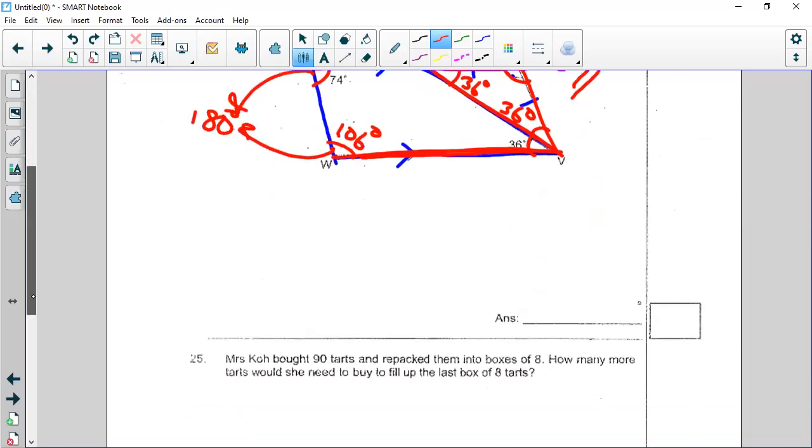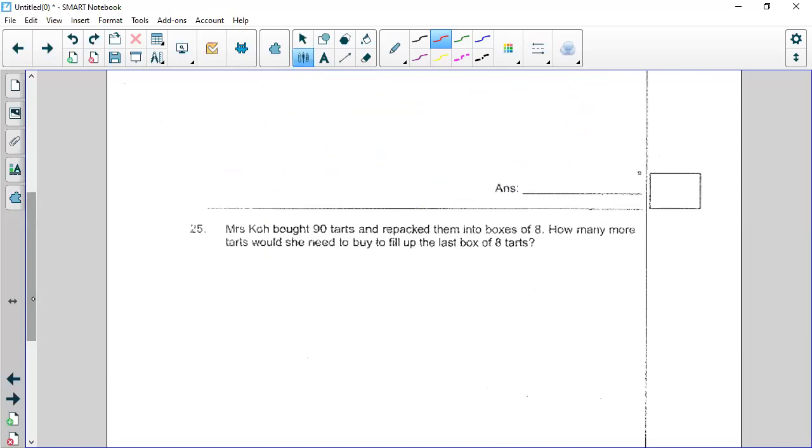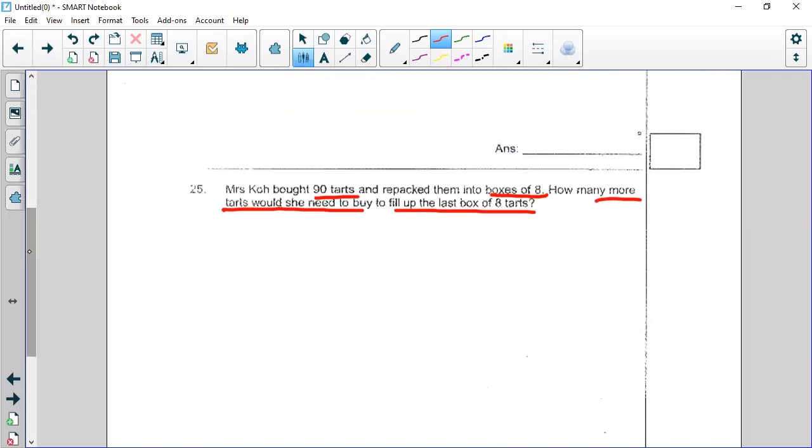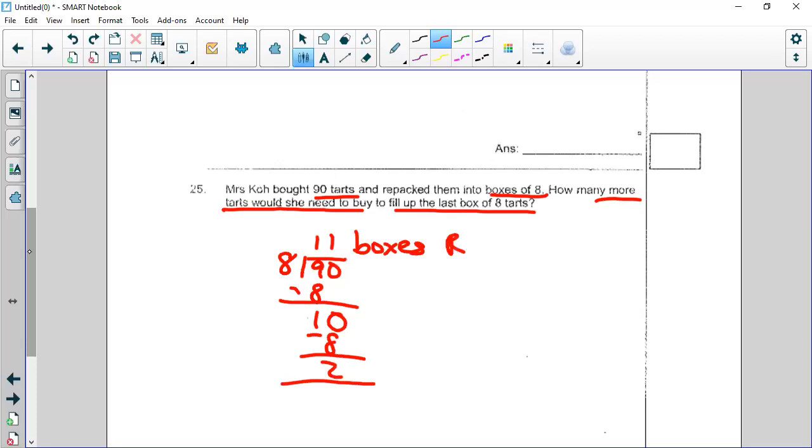Okay, 25, and what is this? Mrs. Cole bought 90 tarts and packed them into boxes of 8. How many more tarts would she need to fill up the last box of 8 tarts? All right, this can be quite simple. It can also be quite hard if you don't understand what it's talking about. So you will need to find how many boxes she can have. You take 90 divided by 8. So 1 times 8, and you get 10 here. And then 1 times 8, there's a remainder 2. So it means that she will need 11 boxes and there's a leftover 2 tarts.